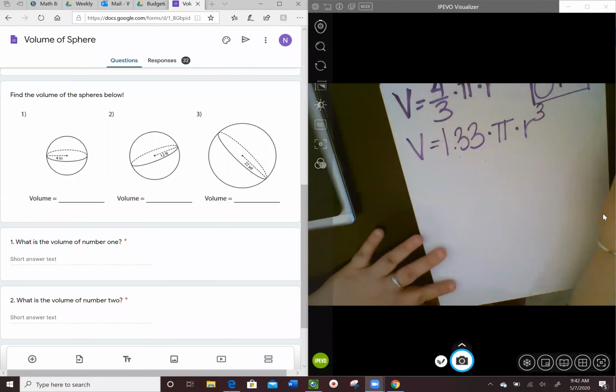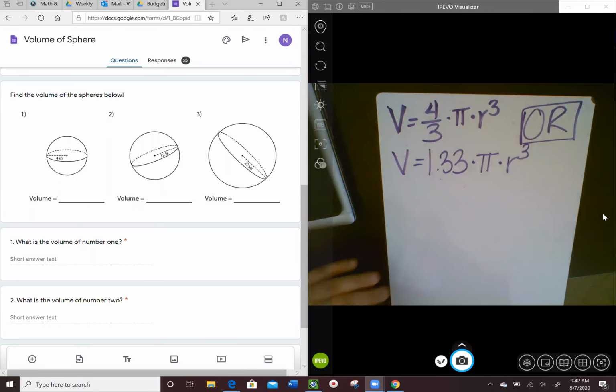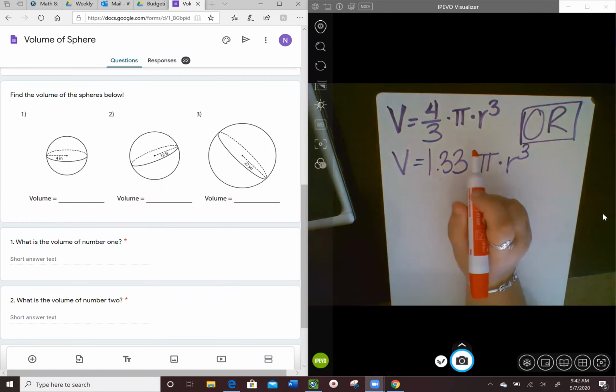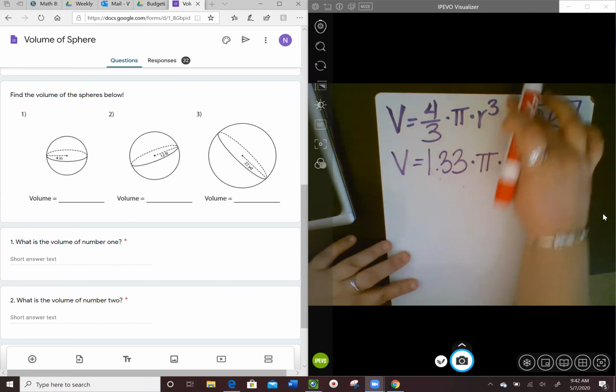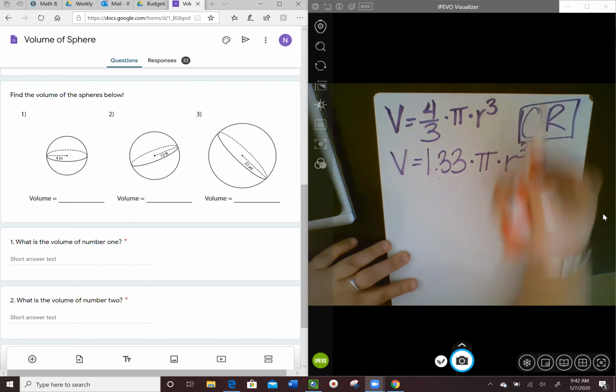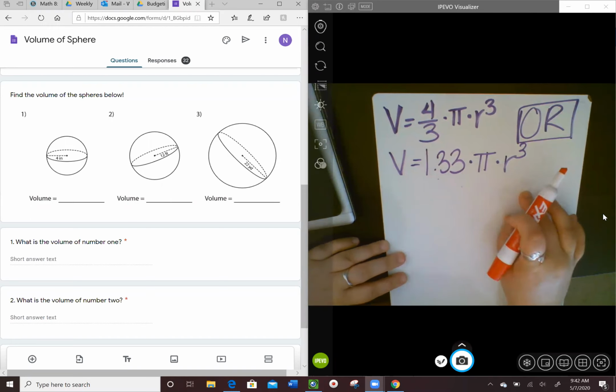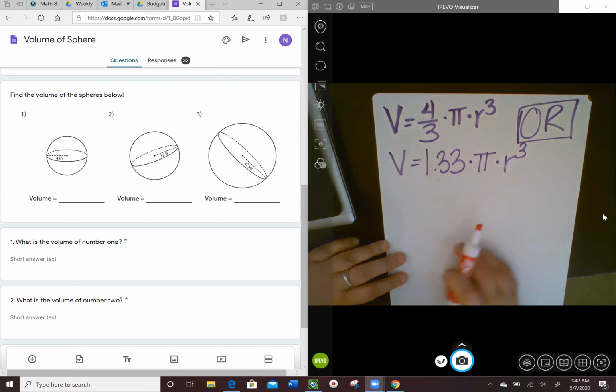All right, so we've been talking about volume of a sphere, how much space a sphere takes up, and we have a formula for that. I know that the fraction is kind of confusing to you guys, so I'm going to give you an alternative formula. Feel free to use whichever one you're more comfortable with.